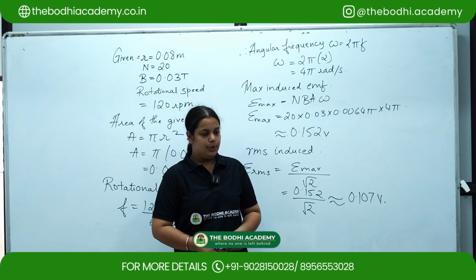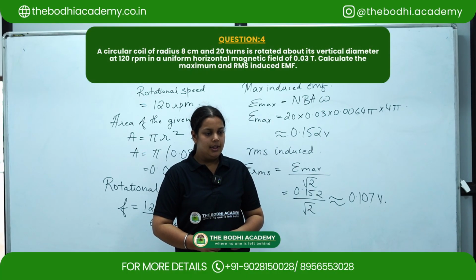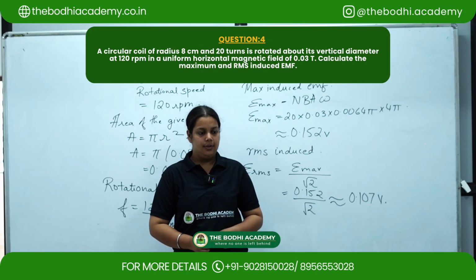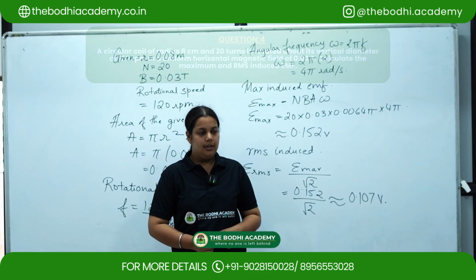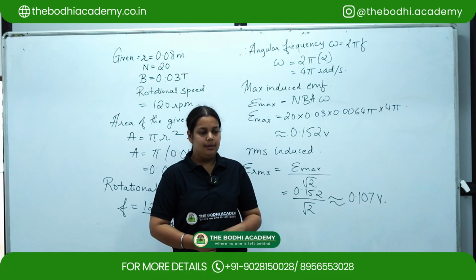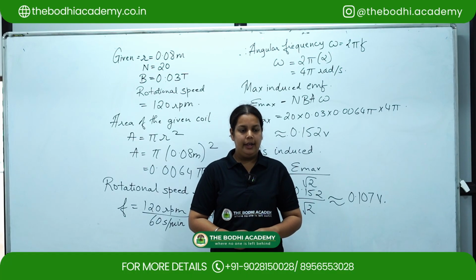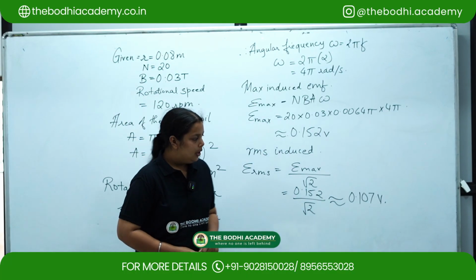Let's move on to the next question. A circular coil of radius 8 cm and 20 turns is rotated about its vertical diameter at 120 rpm in a uniform horizontal magnetic field of 0.03 Tesla. Calculate the maximum and RMS values of the induced EMF.